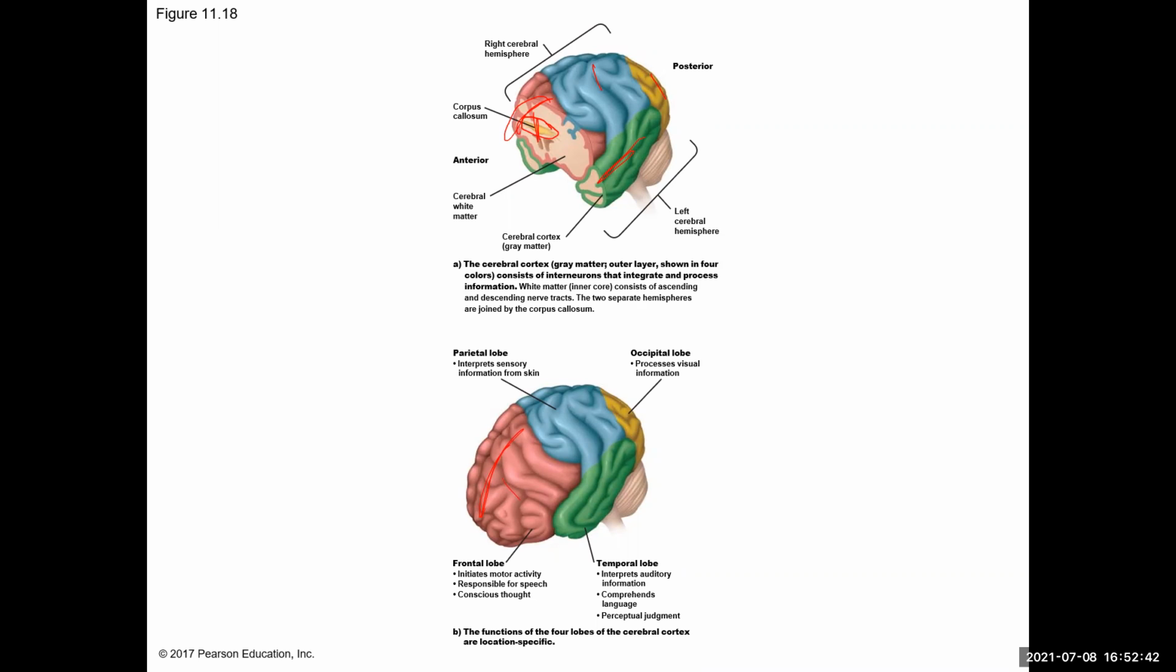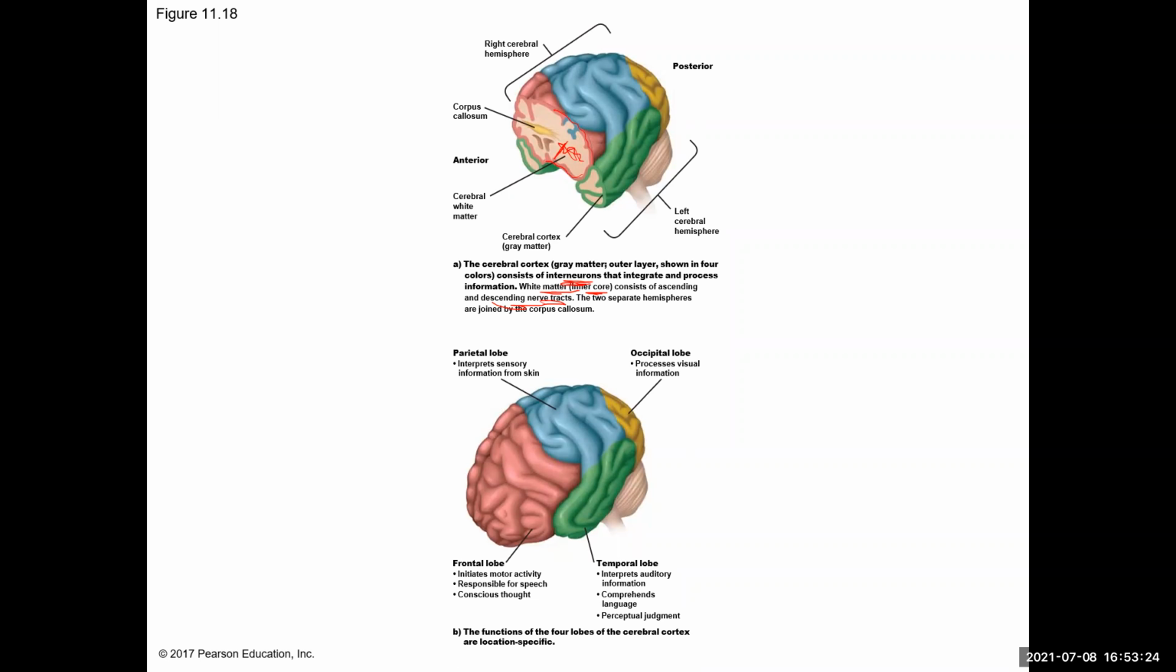One thing I want to point out is that a lot of times you hear people refer to their brain as, oh, all that gray matter, right? Well, a lot of the interior of the brain, especially the cerebrum, is white matter. That outer layer, the cerebral cortex, is the gray matter. The white matter is the inner core, and that is ascending and descending nerve tracts. And then the gray matter is actually the neurons integrating and processing information. So that's a little interesting.